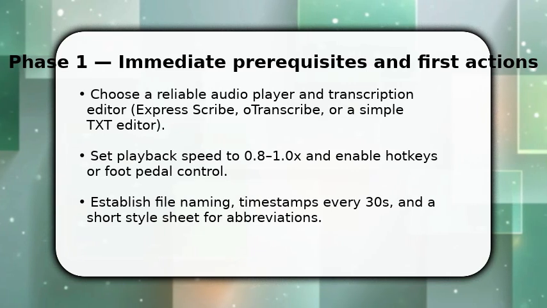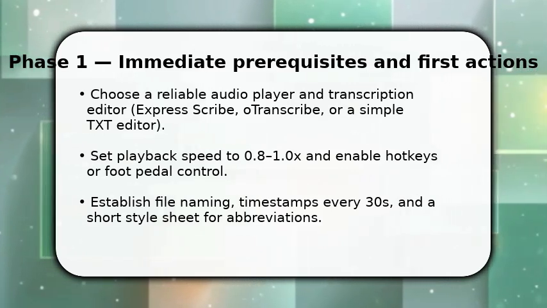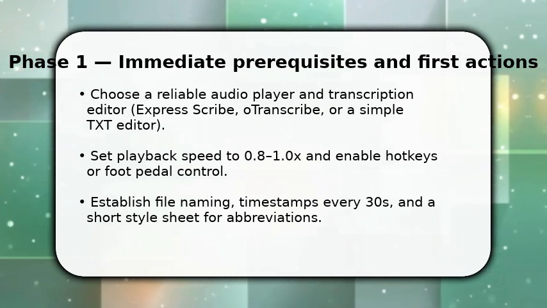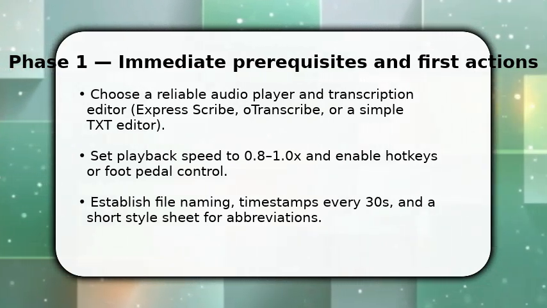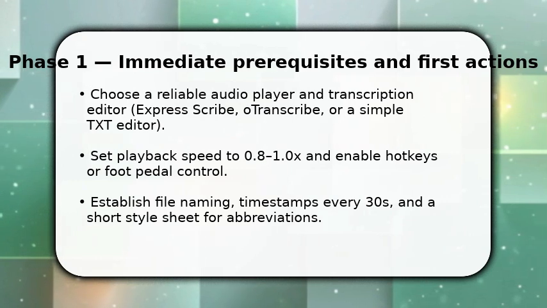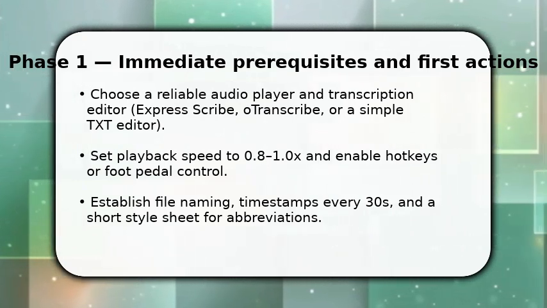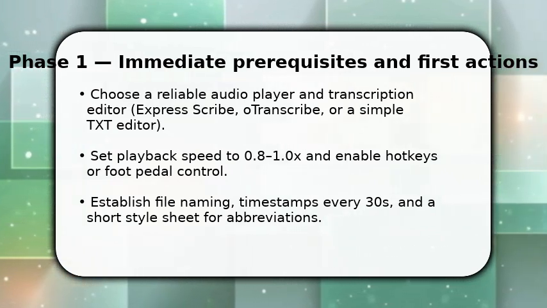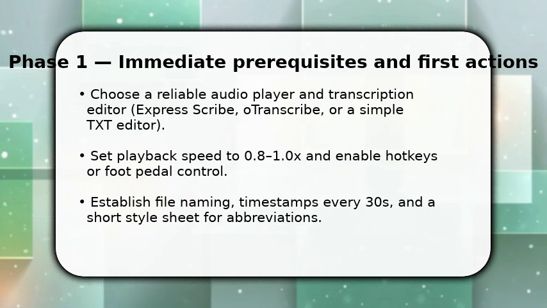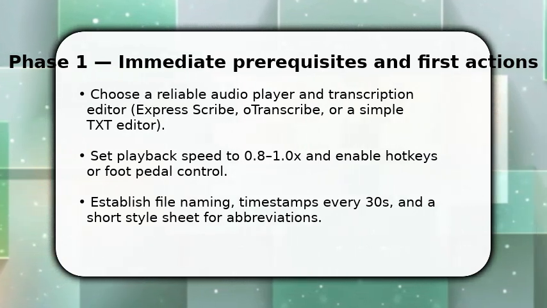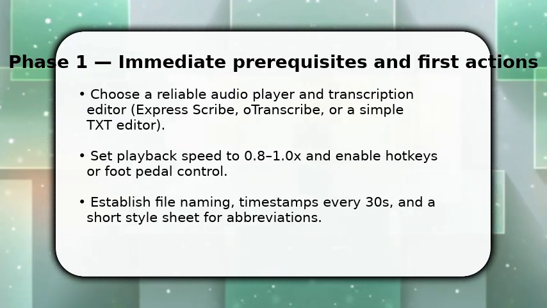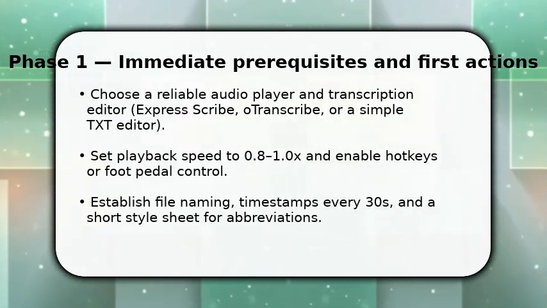You begin by picking the exact tools you will use, so start now, get a playback app and a text editor. Once done, set playback speed to about 0.8 to 1.0x and enable hotkeys or a foot pedal to save time. Make sure to create a short style sheet for names, timestamps every 30 seconds, and a consistent file naming system. This first step prevents confusion later and makes the actual typing flow. Don't skip it, because consistency equals speed.